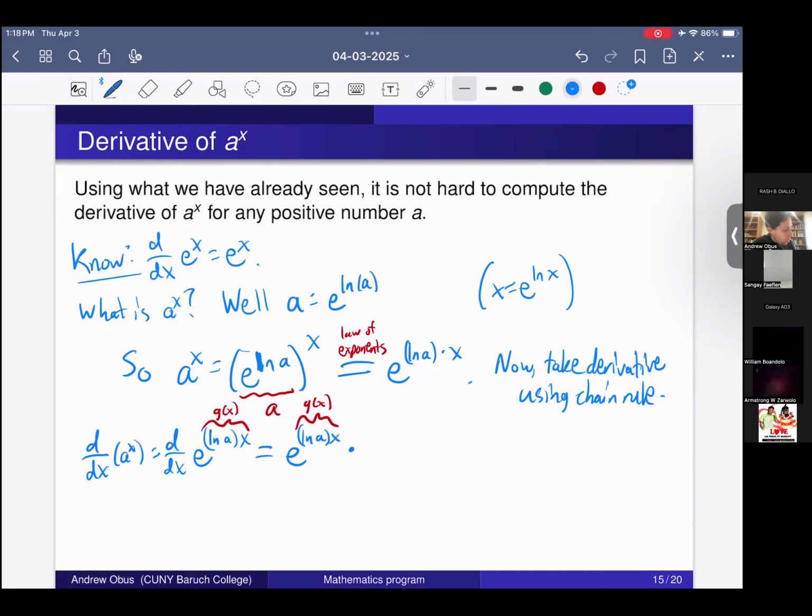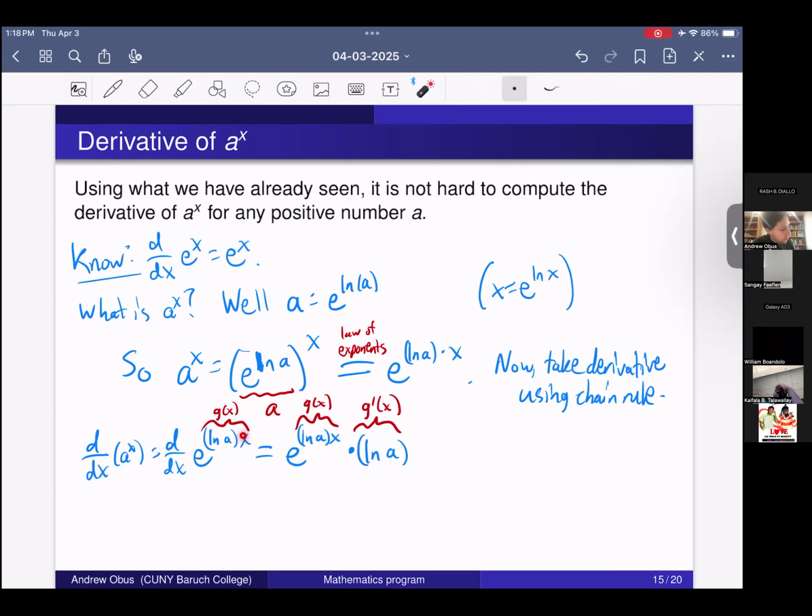And then in the chain rule, we're going to have the derivative. But ln of a is just a constant, right? A is just a constant, so ln of a is just a constant. So the derivative of ln of a times x is just ln of a. This here is g prime of x. So this is how you do this derivative using the chain rule.